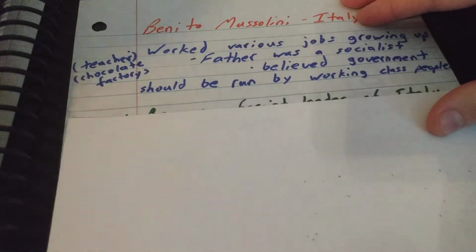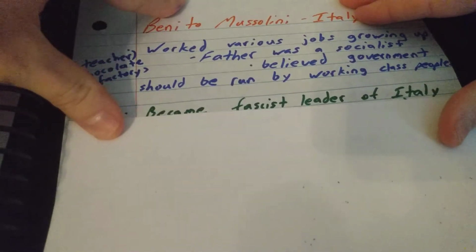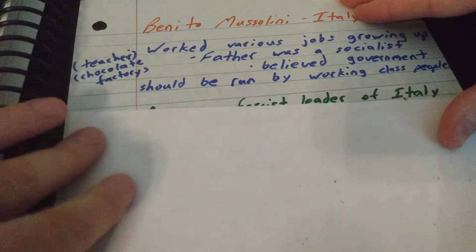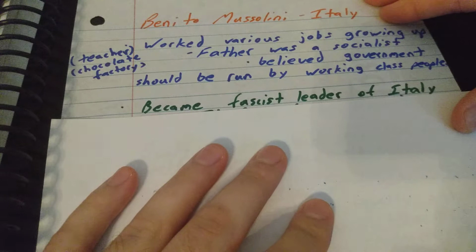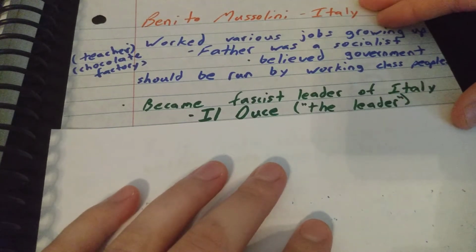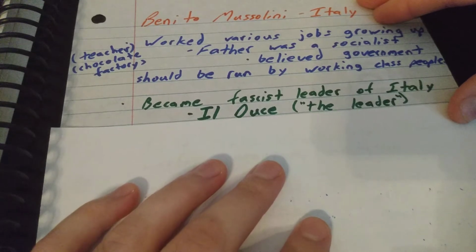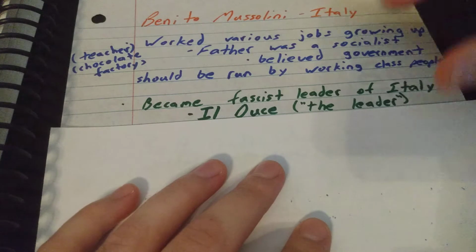Okay. Also, Benito Mussolini, he became what's called a fascist leader of Italy, and I'm going to define that a little bit more. And his nickname was called Il Duce. I'm not sure if I'm pronouncing that correctly, but he was nicknamed as the leader.